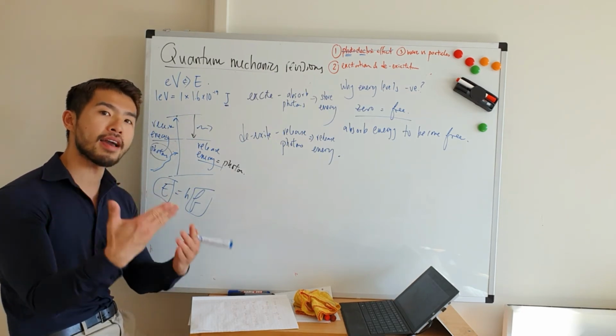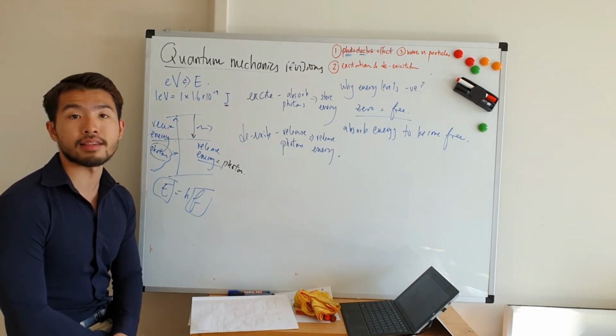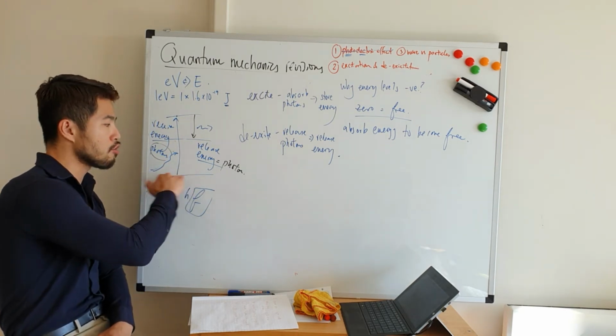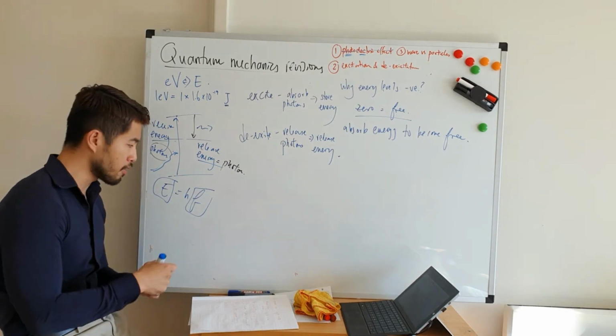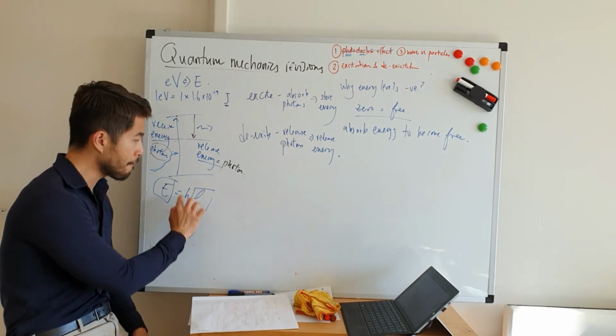When you excite an electron, you need to supply it with energy. When it actually de-excites, anything can de-excite. This is the normal state, okay? This is where the nucleus is positive, right? It's pulling the electrons in here, okay?